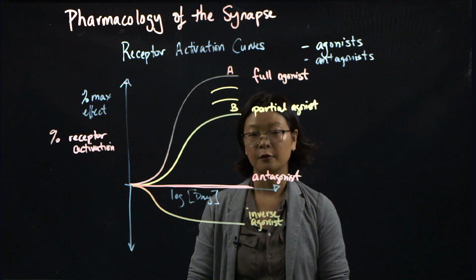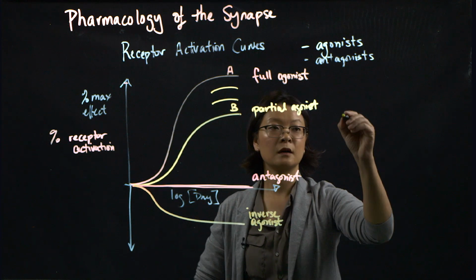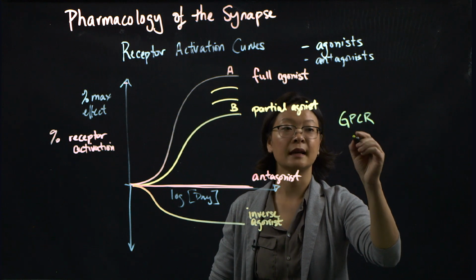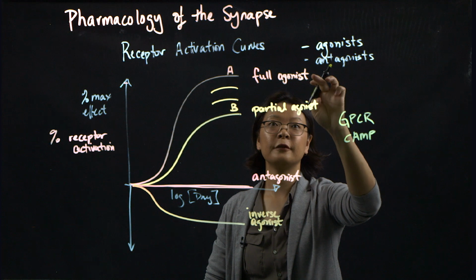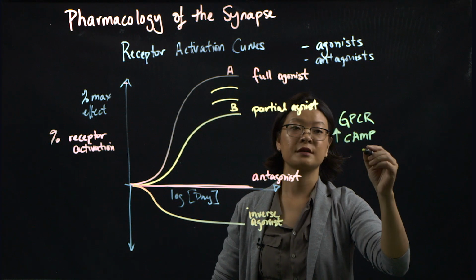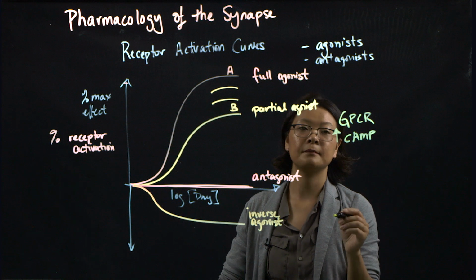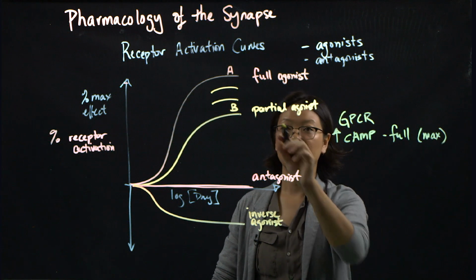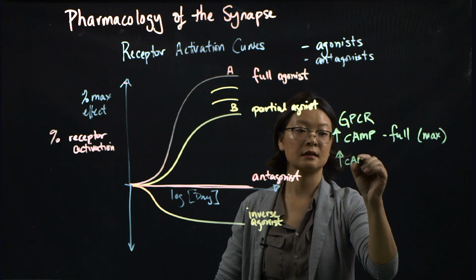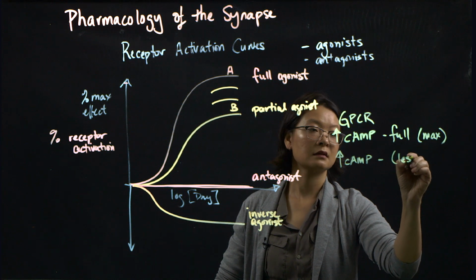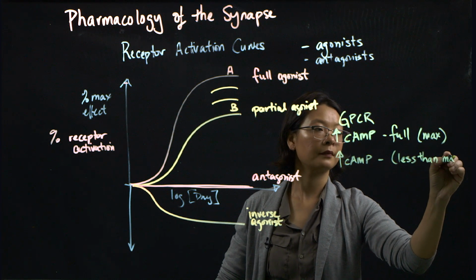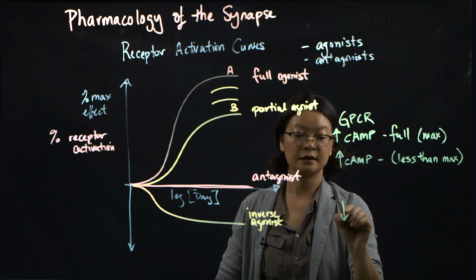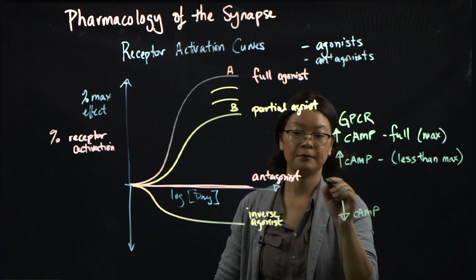So as an example, if this receptor was a GPCR that was linked to intracellular cyclic AMP, the full agonist would produce 100% maximum increase in cyclic AMP. The partial agonist would also produce an increase in cyclic AMP, but it would be less than the max. The antagonist wouldn't do anything, and the inverse agonist would actually decrease cyclic AMP.